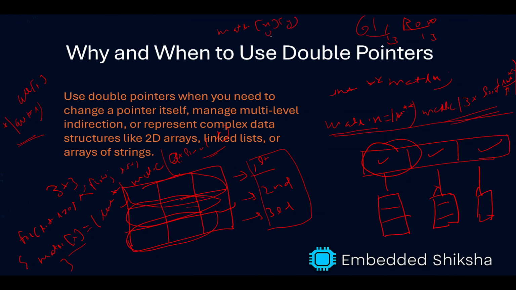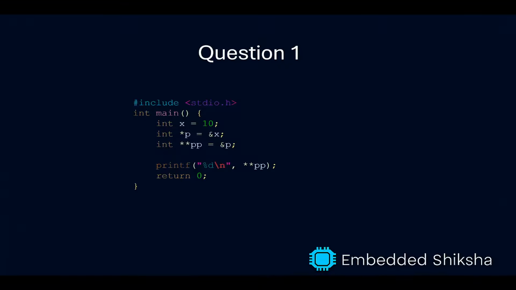X could be 0, 1, 2 depending upon your rows, and then column could also be 0, 1, 2, 3 depending upon the number of columns present in your array. Alright, so this was the use of double pointer to create a two-dimensional array. Now we will see a few questions related to double pointer. Basically these kinds of questions are asked in interviews.